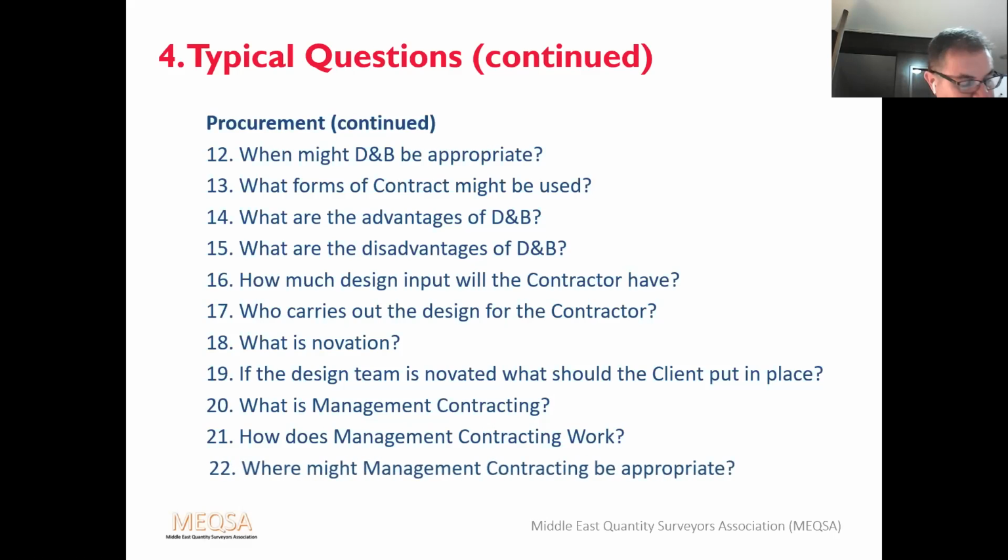When might it be appropriate? It might be appropriate where the client does not want cost certainty before commencement, and where an early site start is the main priority, so fast track. What form of contract may be used? Again, it really depends on what part of the world you're in, and I would have a look to see what contracts are available.